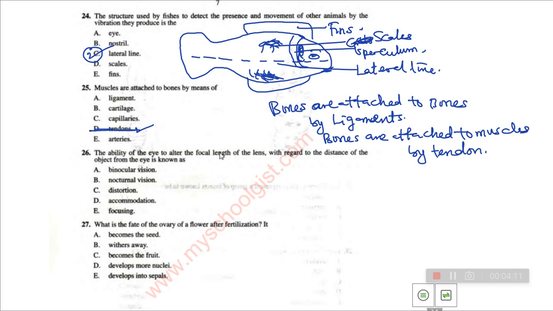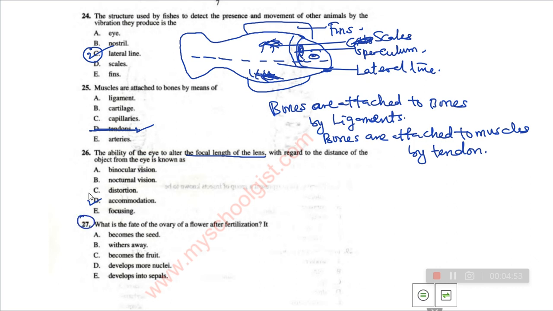So number 26. The ability of the eye to alter the focal length of the lens with regard to the distance of the object from the eye is known as... Now, there is something we call accommodation. Accommodation is the ability of your eye to adjust whether you are looking at a very far object or a very close object. It means your eye is going to alter the focal length so that you can see clearly. So that's not binocular vision, not nocturnal vision, not focusing, but accommodation.